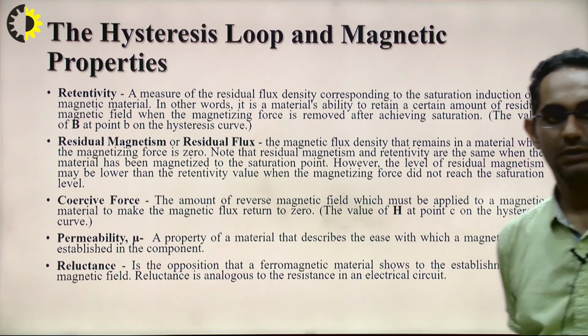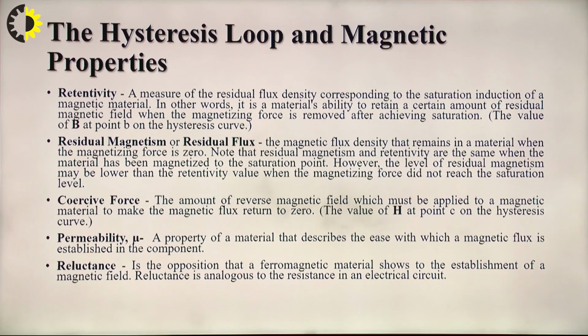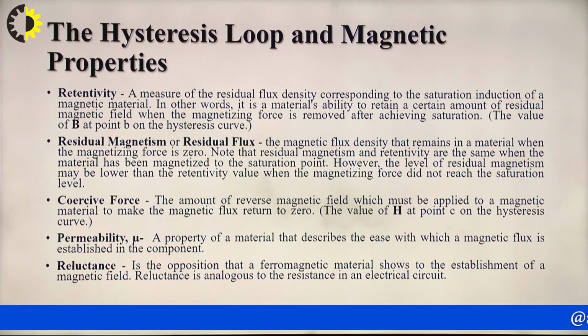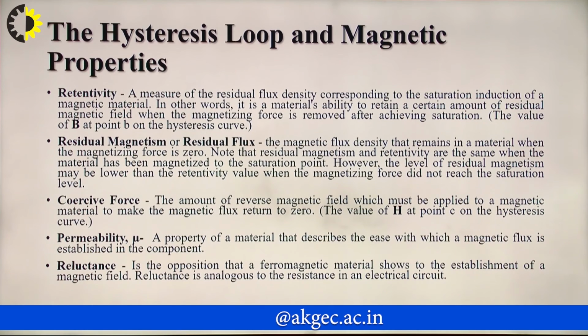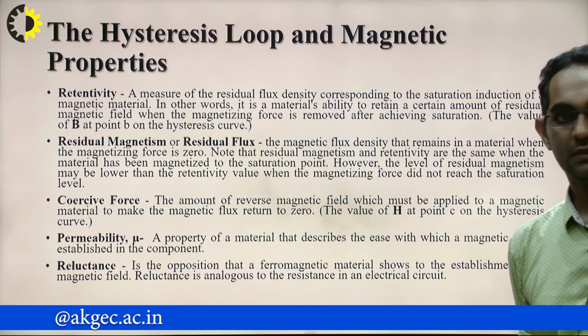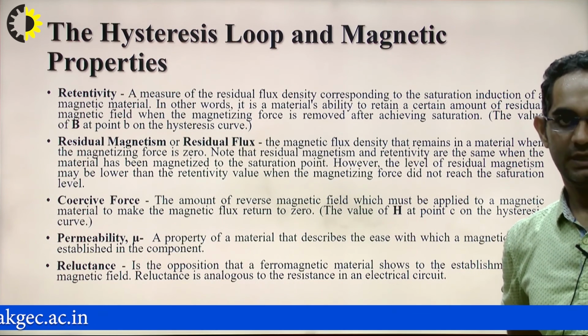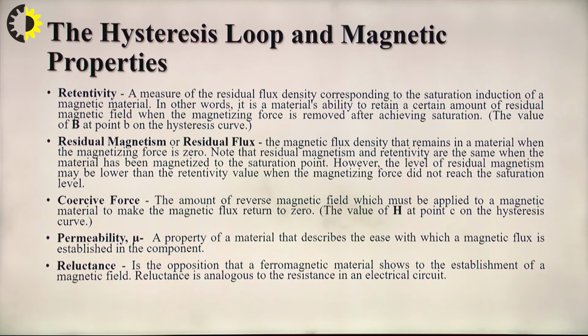Coercive force is the amount of reverse magnetic field which must be applied to a magnetic material to make the magnetic flux return to 0. It is the value of H at point C on the hysteresis curve.